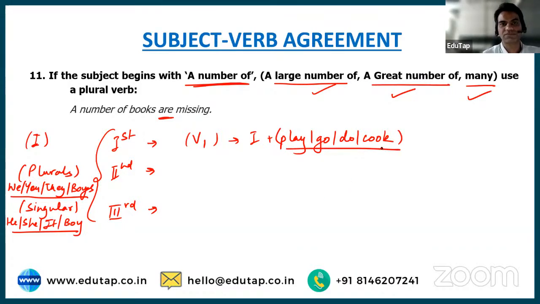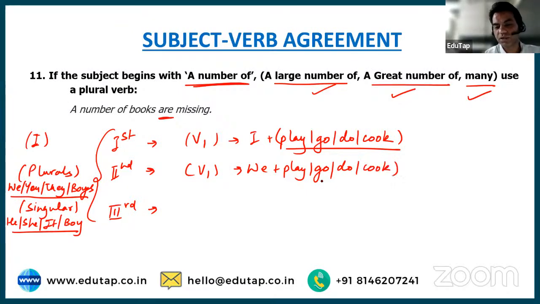Which form do we always use with I, guys? Always remember, we use the first form of verb. Second, what do we do with plurals? Which verb do we always use with plurals as well? First form, okay? For example, we or you for that matter, or they or boys or girls. We play, you play, boys play, girls go. Citizens do, they cook. So plural also take first form of verb.